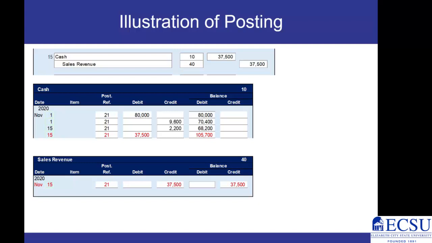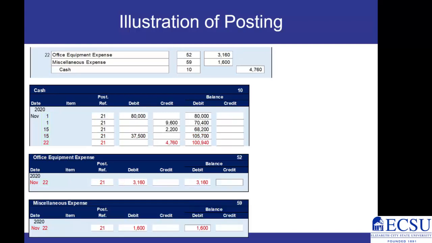Now another journal that we have done is cash account debit and sales revenue credit. So you can see I've gone to the cash account and I've written the 37,500 in the debit column. Now, because asset account will increase with the debit, my new balance will go up to 105,700. Sales revenue is the first time that I'm having a transaction, so I have 37,000 in the credit, and I will also have a credit balance. So that's how we do the posting of those transactions.